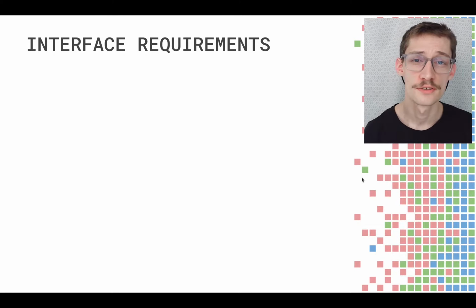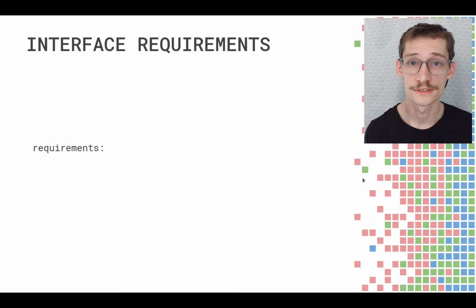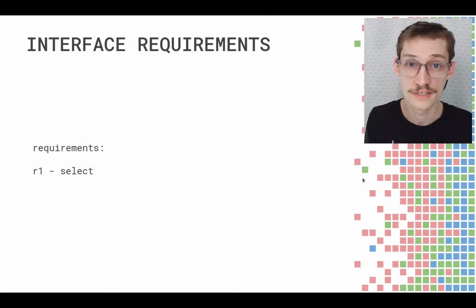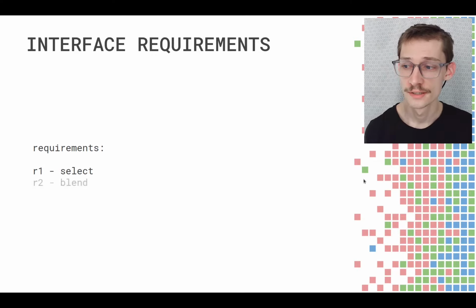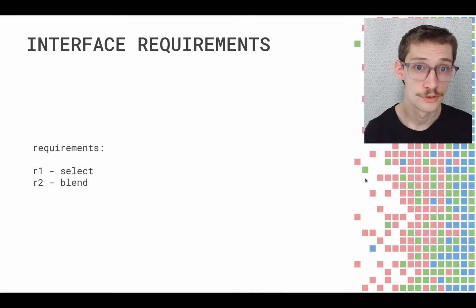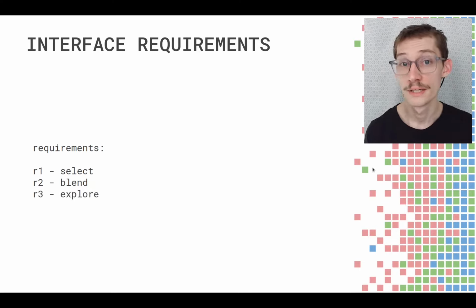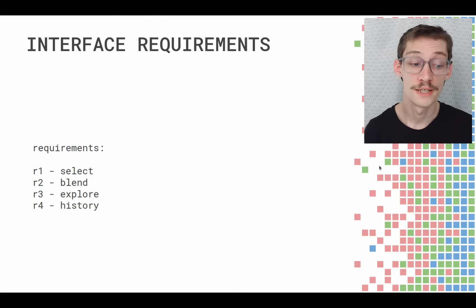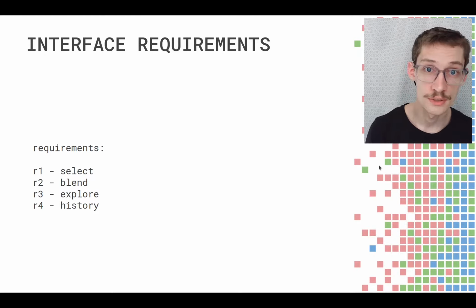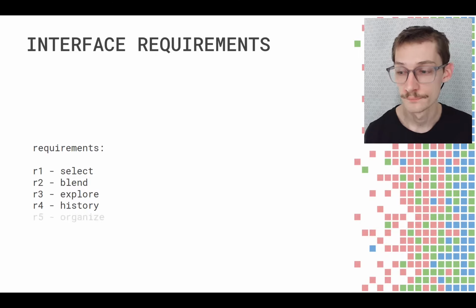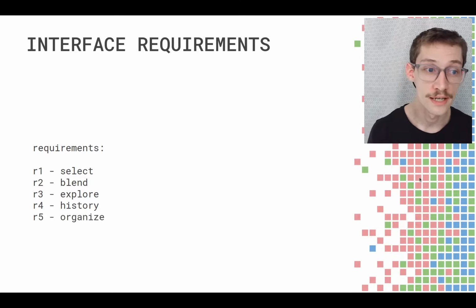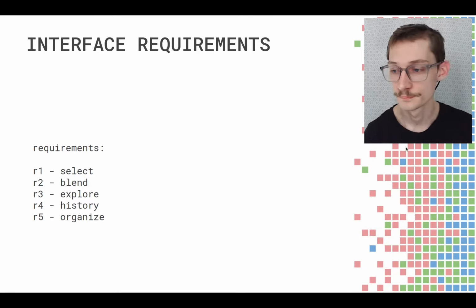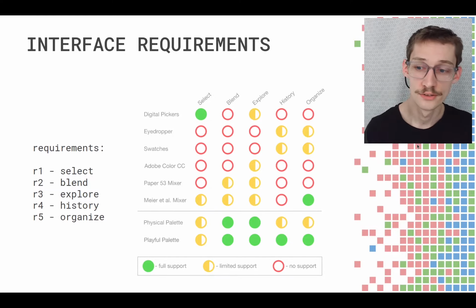After the study, the authors came up with 5 requirements. One of them, obviously, being able to select colors, being able to blend colors to come up with new compatible colors, being able to explore colors rapidly, being able to index previously used colors, which is something that's hard even on a physical palette, and being able to organize color gamuts to plan out your artwork. As you can see from this graphic, no other interface really covers all of these facets.